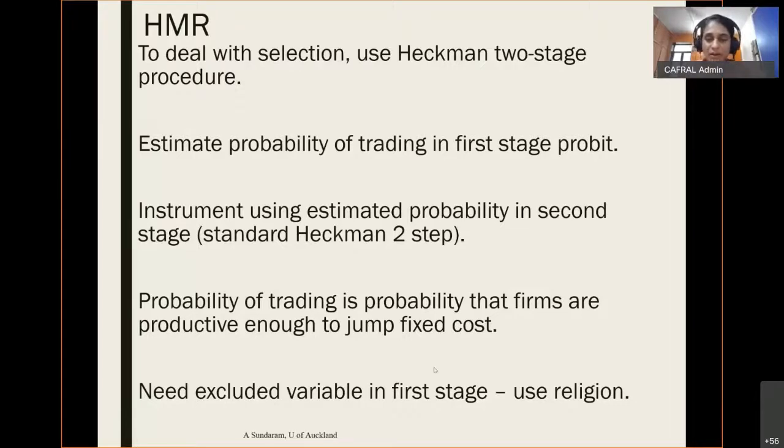Now, HMR use religion or common religion as a variable that determines the probability of trading, but it doesn't drive the extent to which you trade. In other words, it impacts the extensive margin of trading, but not the intensive margin of trading. Okay? So that is what HMR recommend that you do.